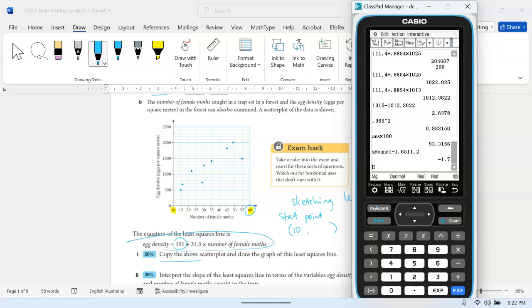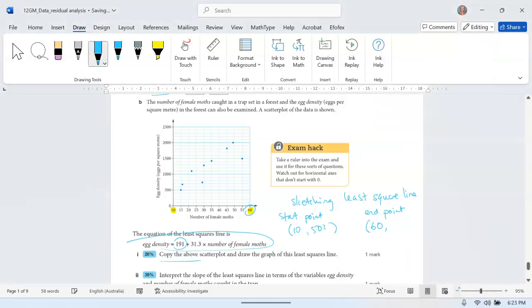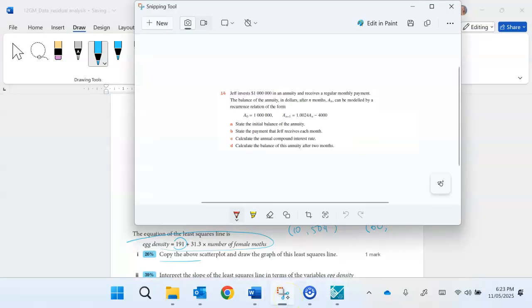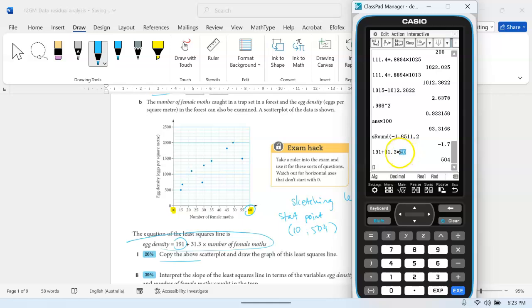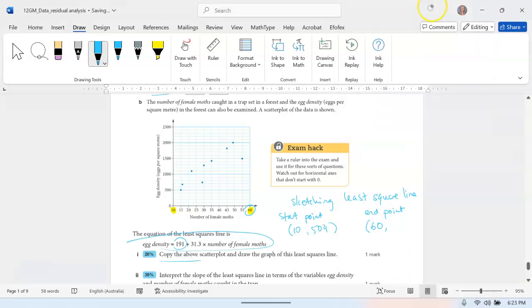Okay, so our equation is 191 plus 31.3. So we're going to do the start point times 10, number of female moths, 10. So we've got 504. And then for our other one, we're just going to do 60. And we have 2,069. And it would even be good to put that on your SAC or on your exam.